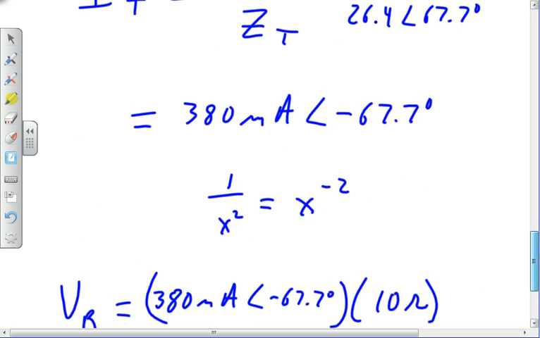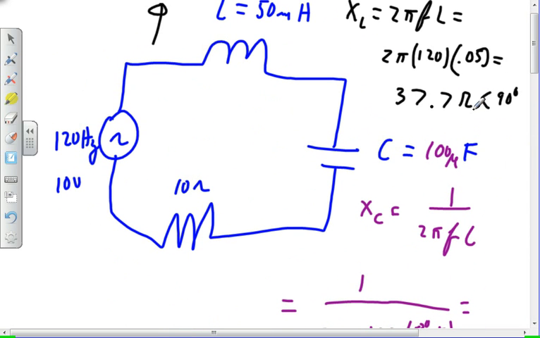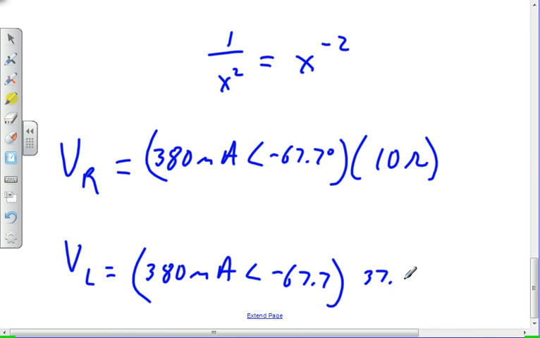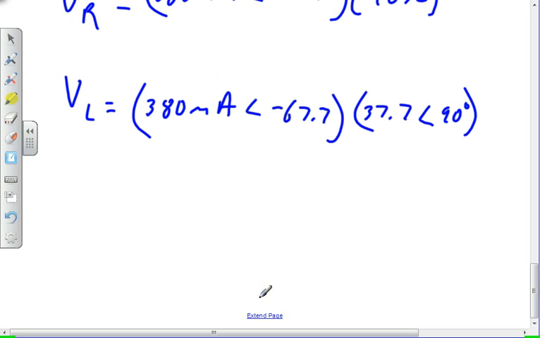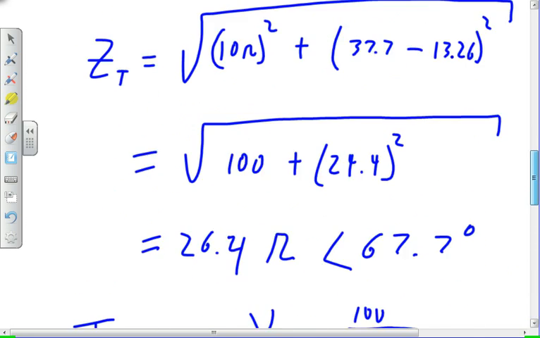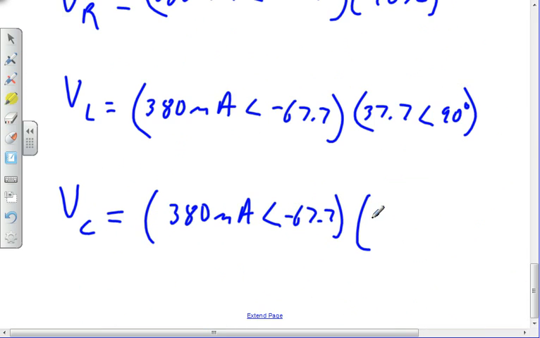times the inductive reactance, which is 37.7 angle 90 degrees. And then the voltage across the capacitor would be 380 milliamps, angle minus 67.7, times the capacitive reactance, 13.3 angle minus 90.